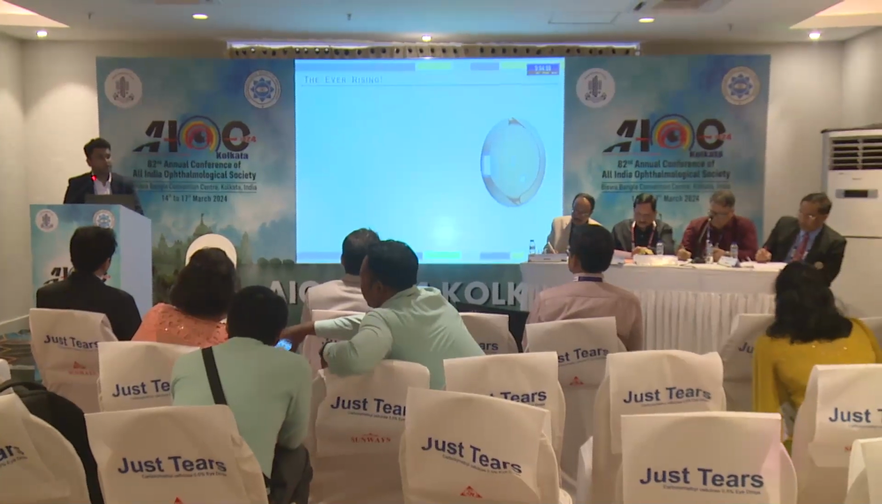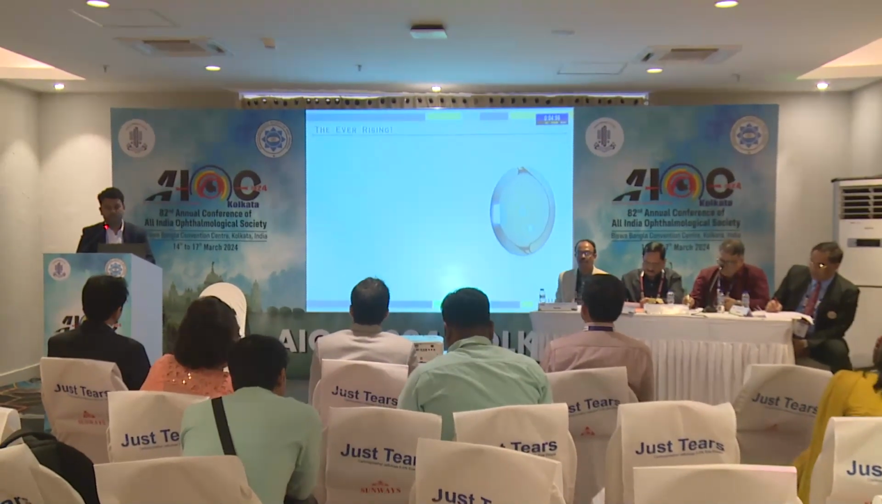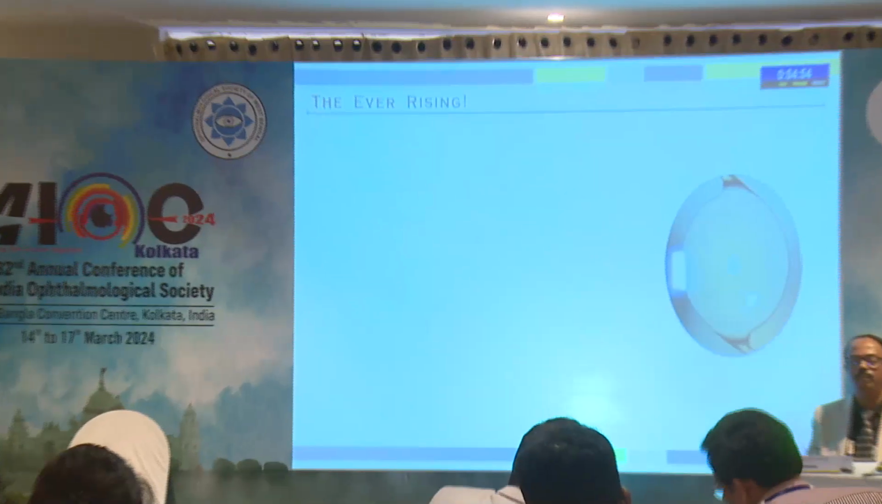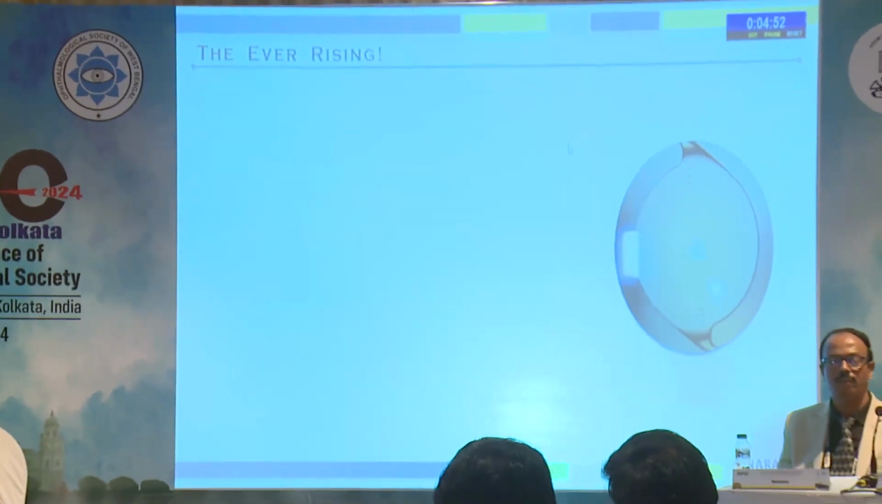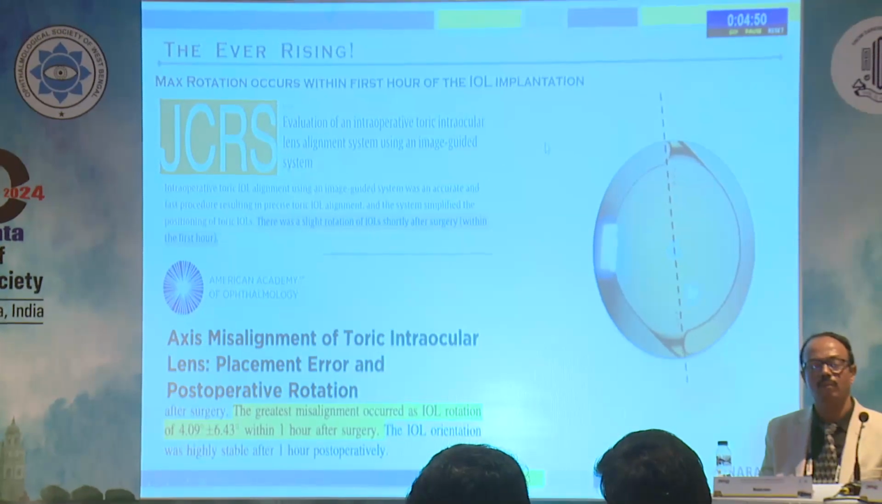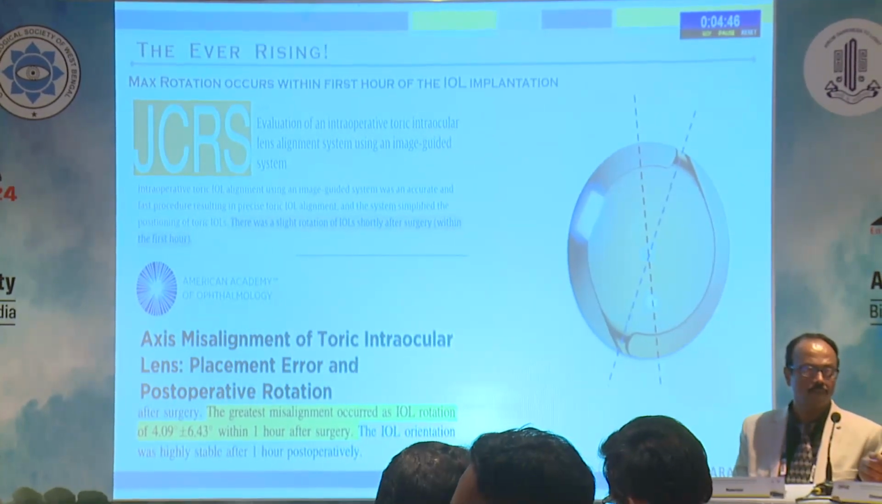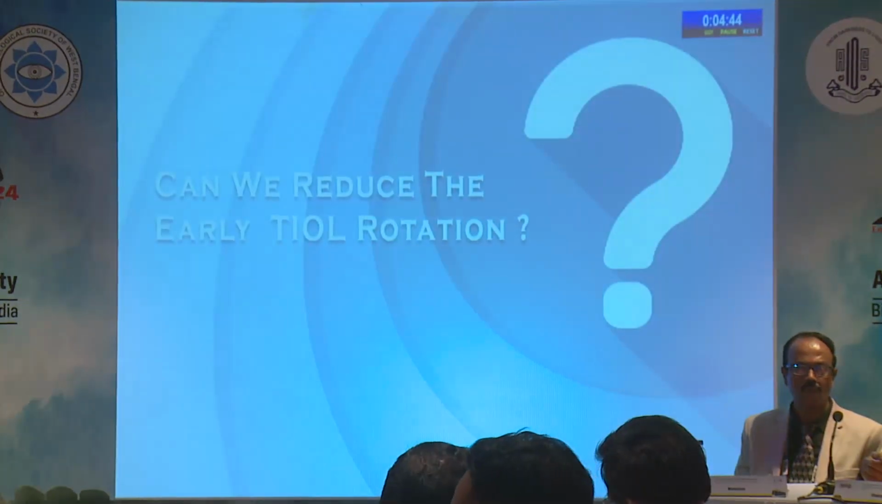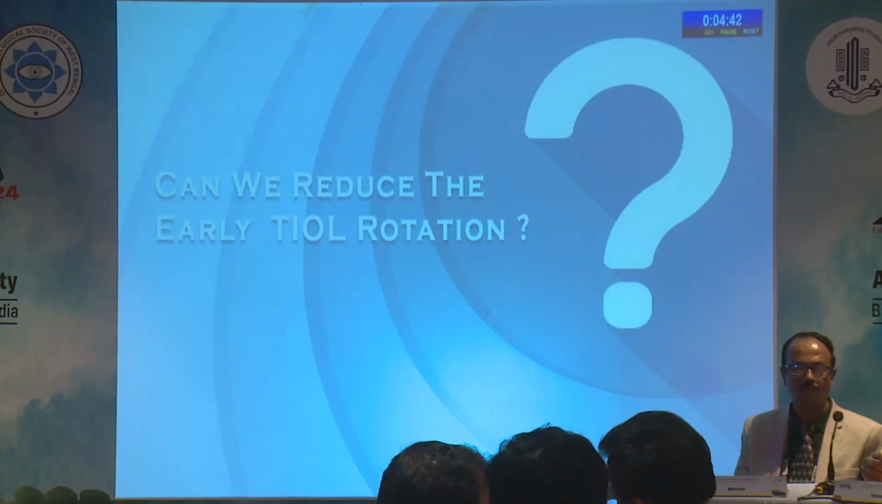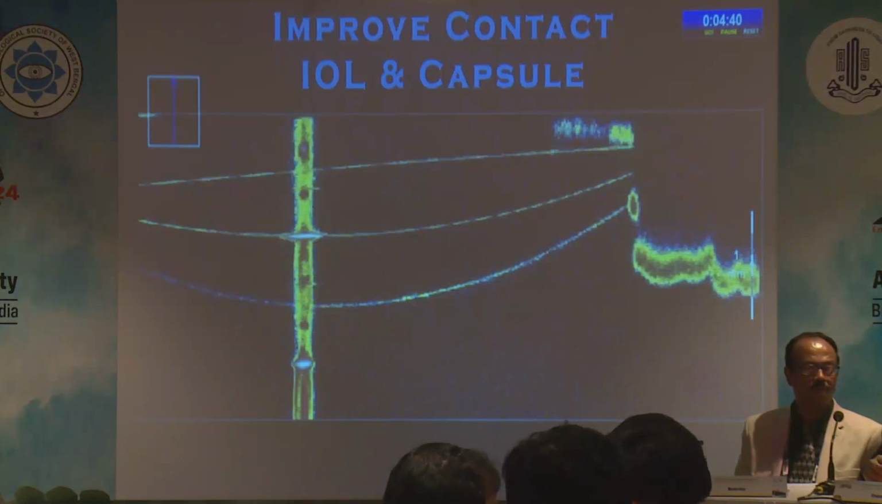Good afternoon, everyone. So, toric IOLs have changed the way we address astigmatism in pre-cataract patients. There's only one problem. They tend to rotate, and the maximum rotation that has been seen is within 1 hour post-surgery. So, that brings us to our research question. Can we reduce the early toric IOL rotation?